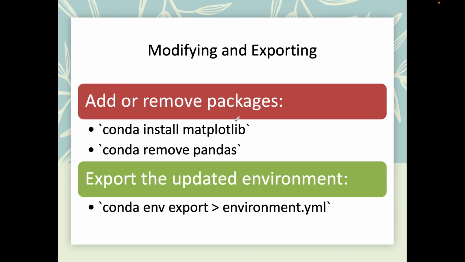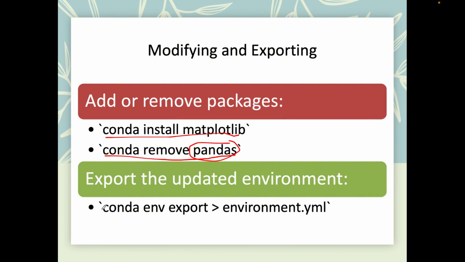Suppose you have set up your environment, now you have it running, and you want to add packages to it. You just do conda install and the name of the package, in this case matplotlib, which is a plotting library in Python. Or you could also remove packages if you don't need some packages at some point, just to make your environment lighter. You could remove with conda remove pandas, for example. Conda remove whatever name of package you want to remove here.